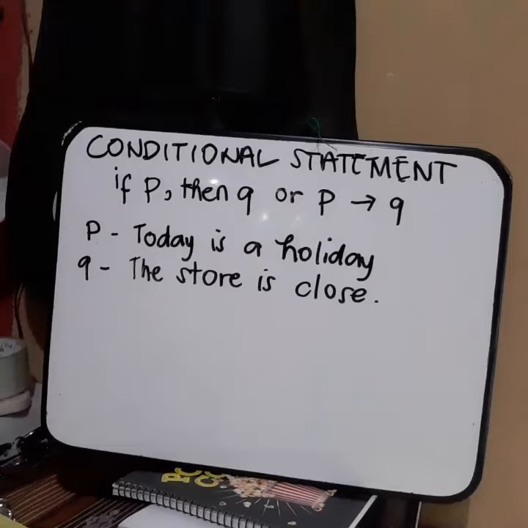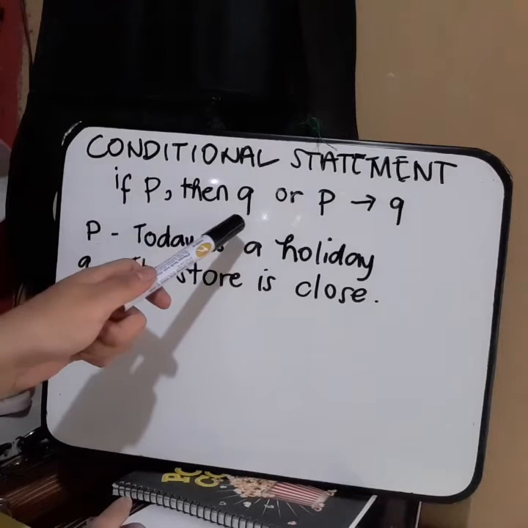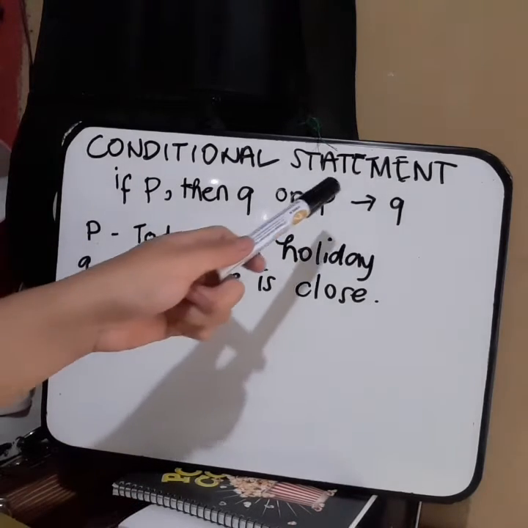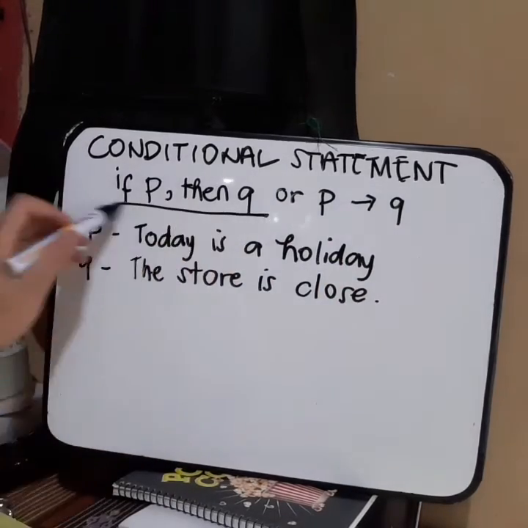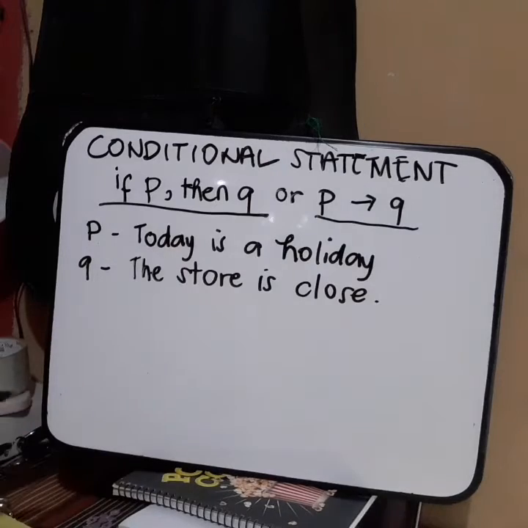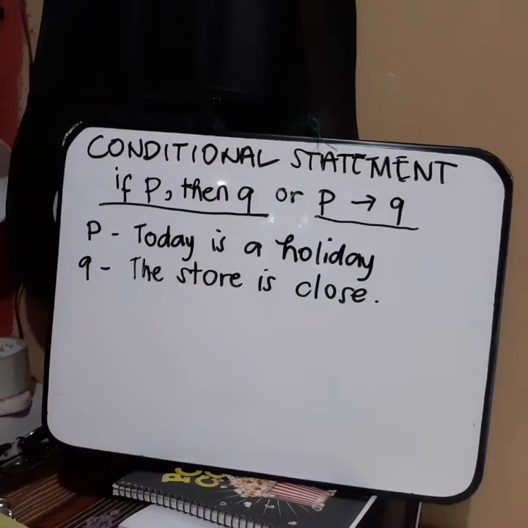I'm Haini Jane Tibaya of BSB 1A talking about the conditional and biconditional statement. So, this is the conditional statement. Here there is the formula: if P then Q. We can use this symbol or this symbol. So how are we going to make these words or these sentences into a conditional statement?